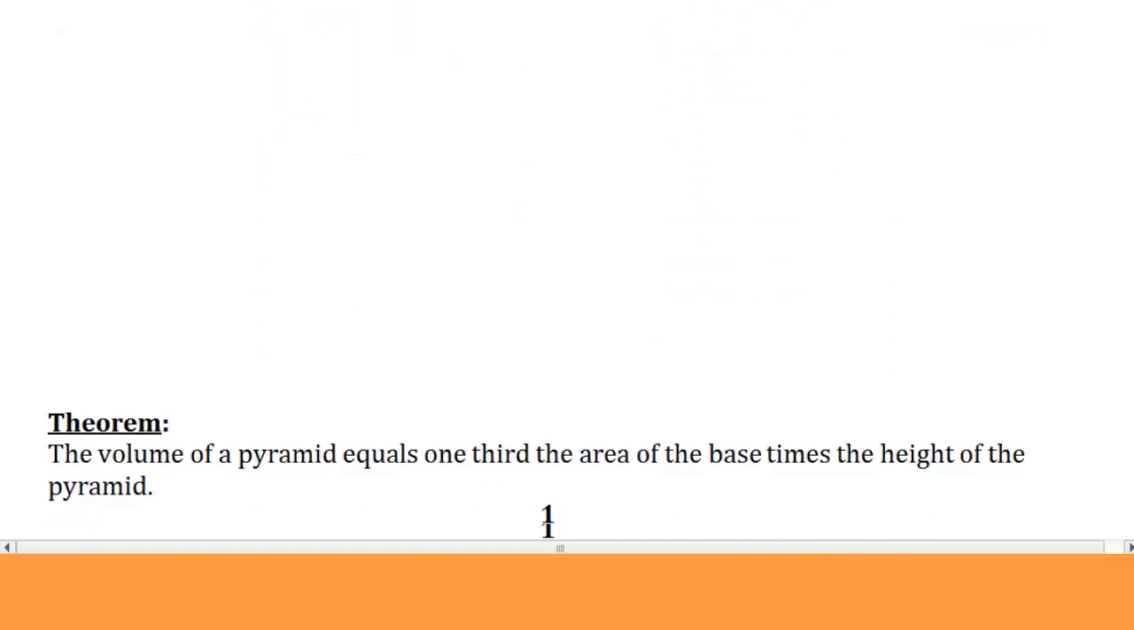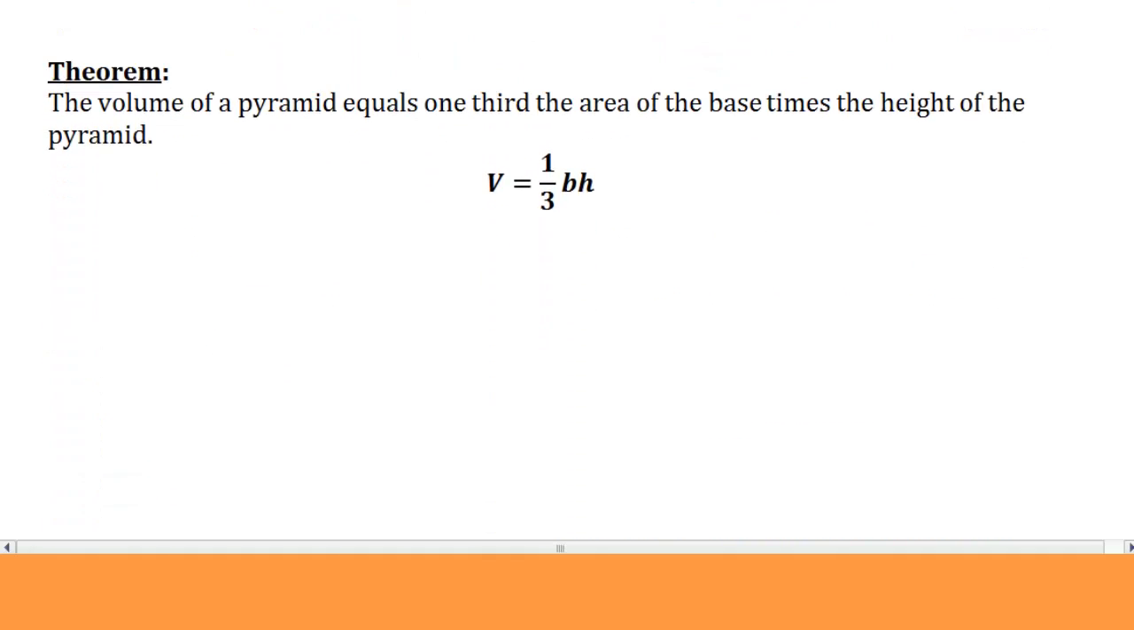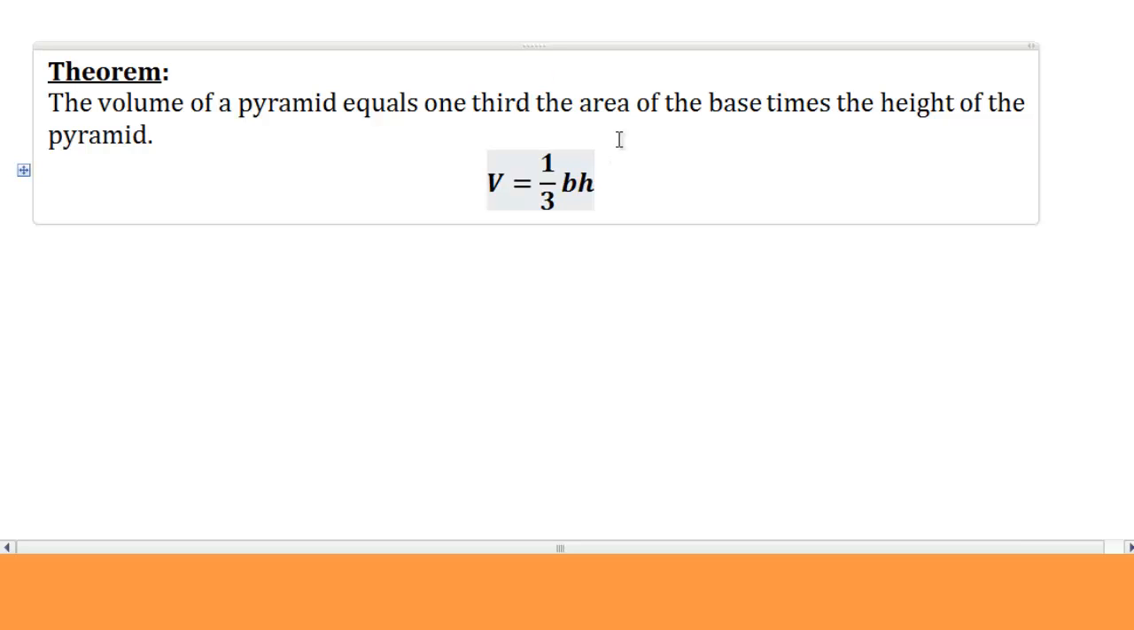And that's this next theorem. The volume of a pyramid equals 1/3 the area of the base times the height of the pyramid. So in fact, I've typed this wrong. It should be a capital B. Let me change that.